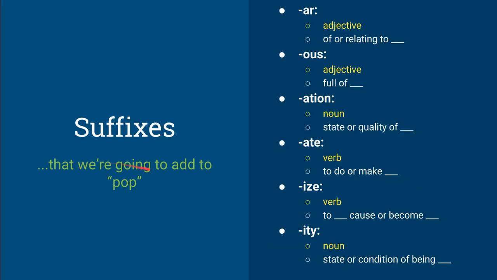The suffixes that we're going to add to pop, most of what they do is change the part of speech. So AR and OUS turn things into adjectives. And there are some subtle differences. We'll talk about those later. ATION and ITY turn them into nouns, turn them into things. And then ATE and IZE will turn words into verbs, into action words.